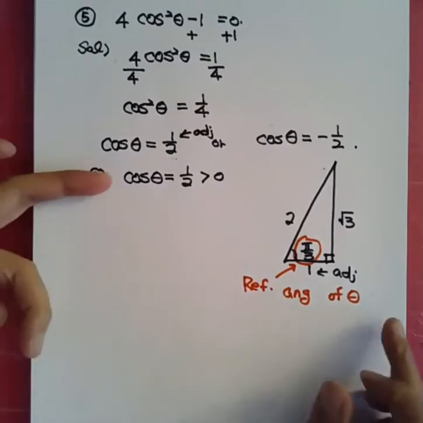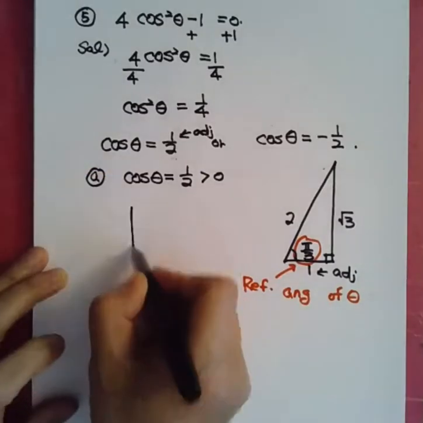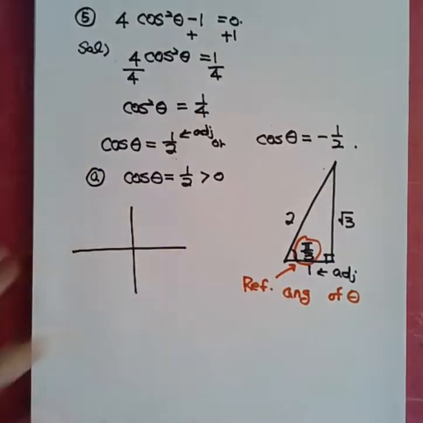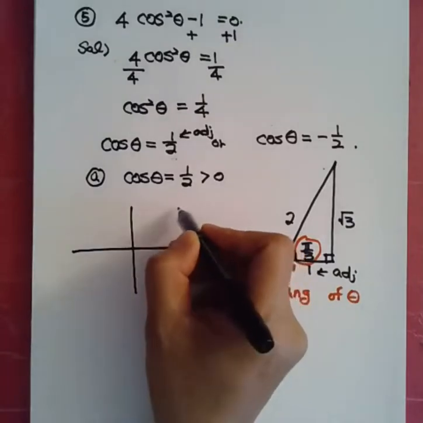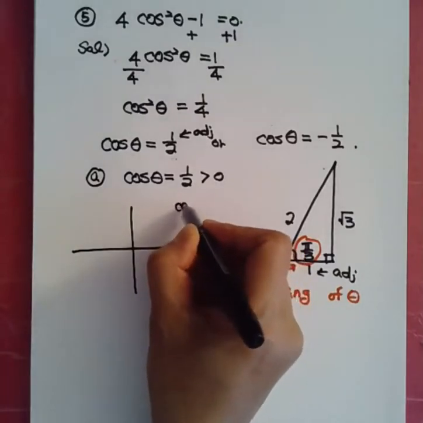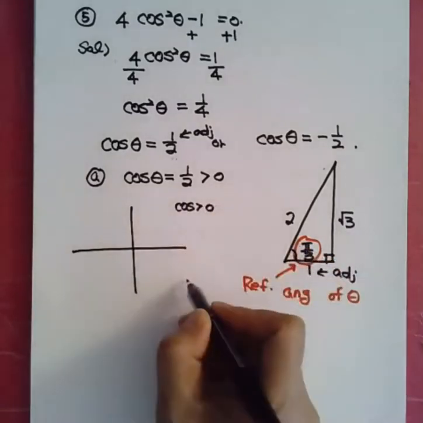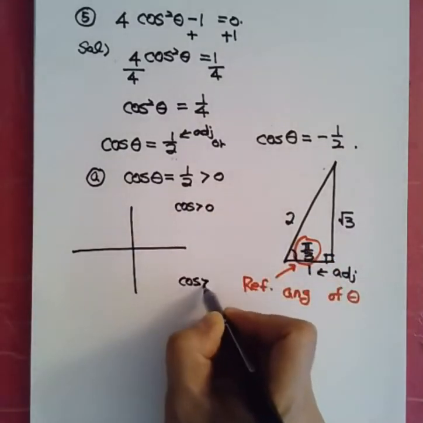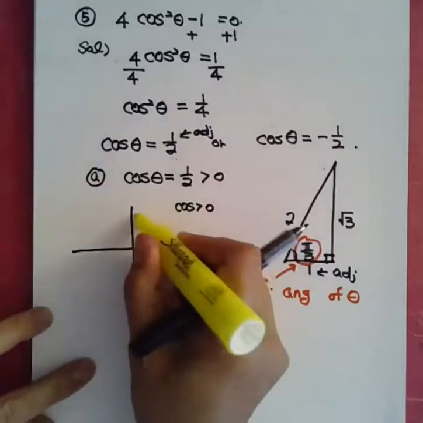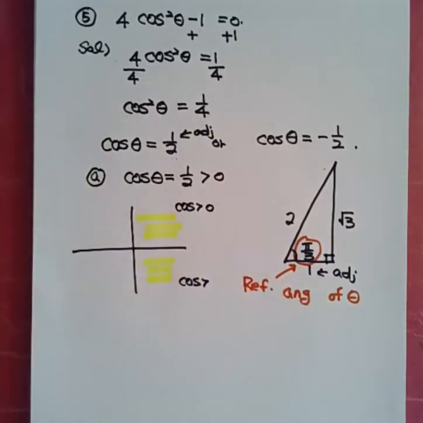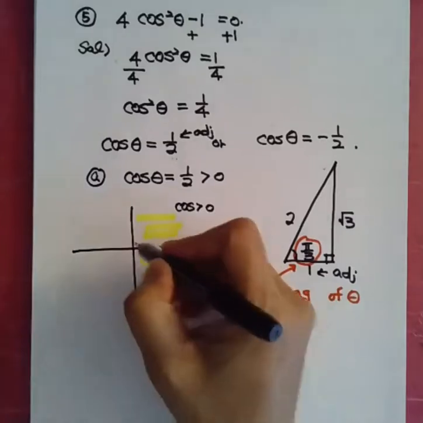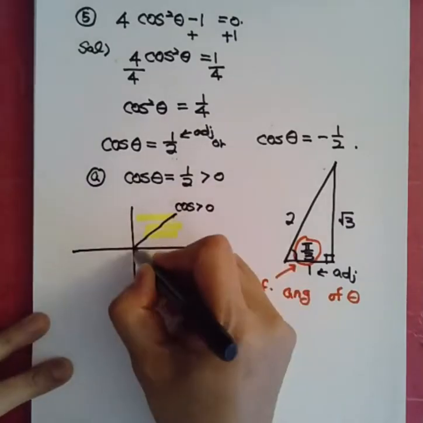We will combine these two pieces of information to locate the angle in the quadrant. The sign of cosine is determined by the x value. X values are positive in the first quadrant and fourth quadrant. So the angle should be located either in the first or fourth quadrant with the reference angle pi over 3.